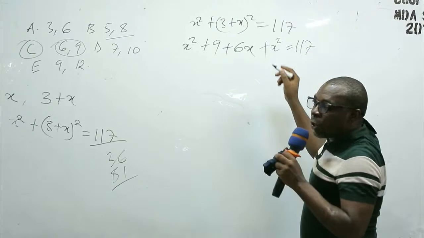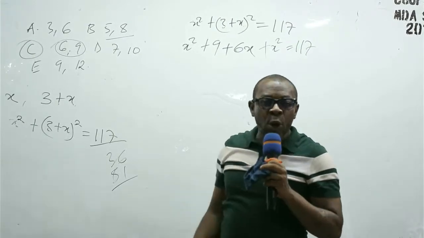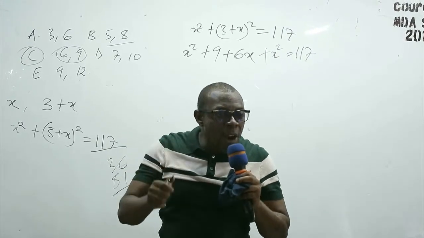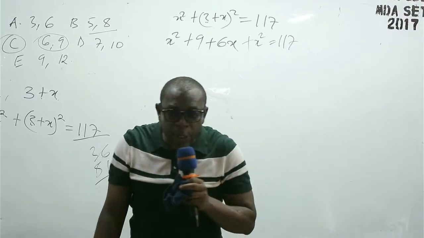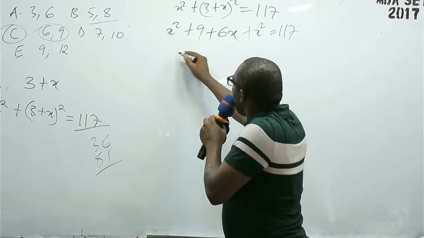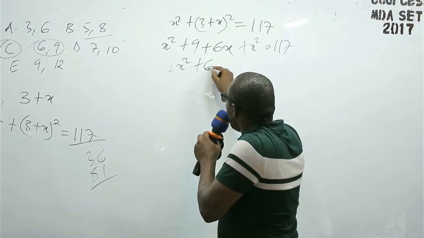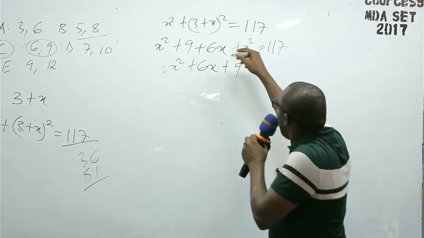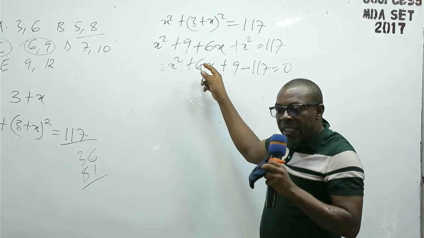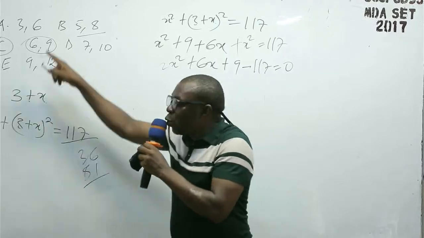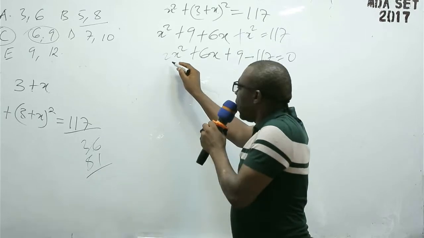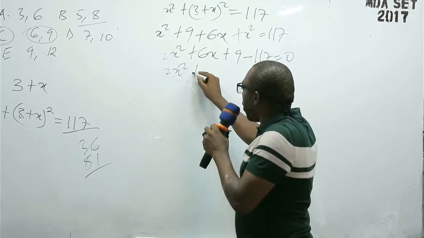1. When square is the highest power of the unknown in an equation, what type of equation is that? Every quadratic equation should be equated to what? All right, let's go. x squared plus x squared, 2x squared plus 6x plus 9 minus 117 equals to what? Did you see that this time you'll be using this to do this? You can do your trial and error. The answer will come out.